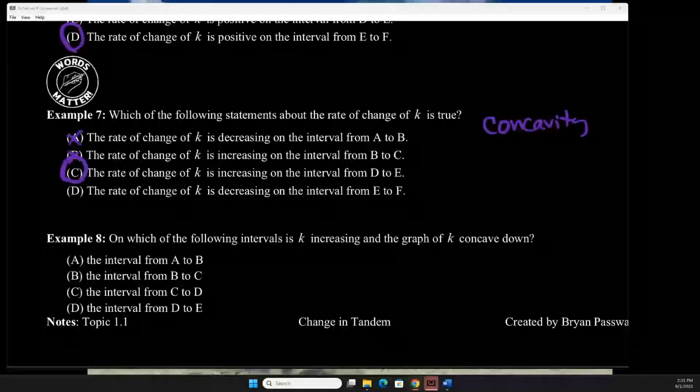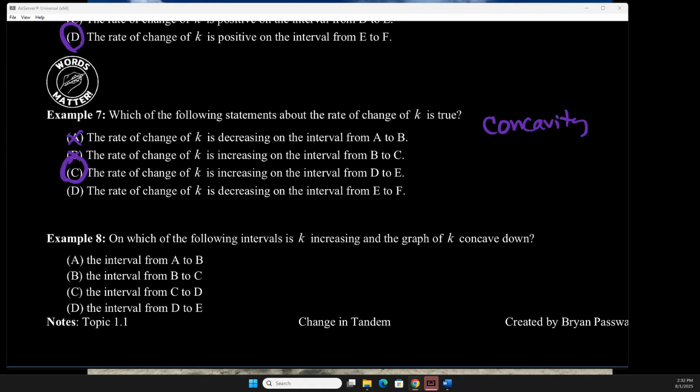And then 8, on which of the following intervals is K increasing? And the graph is concave down. So increasing and concave down is going to look like this. So what do y'all think? Yep. Good job.